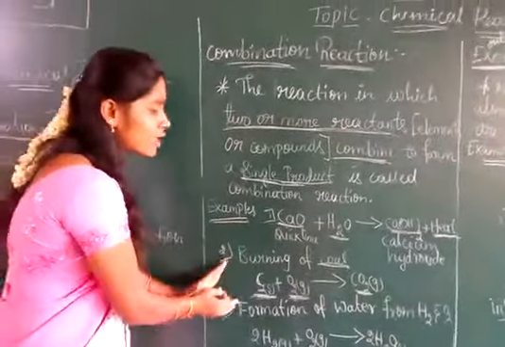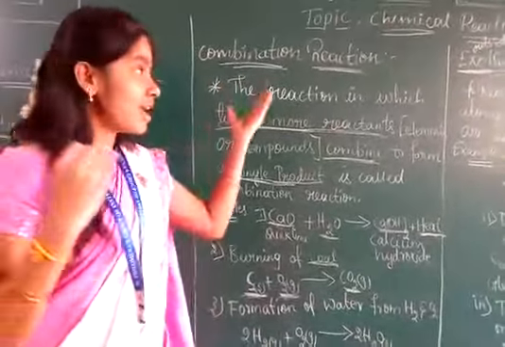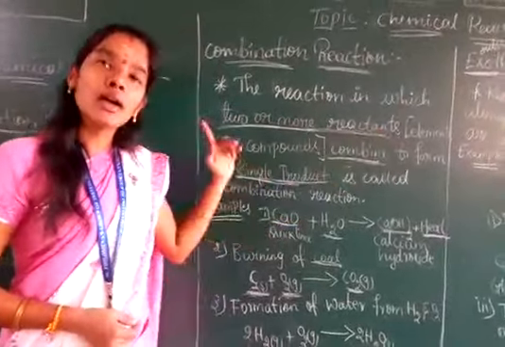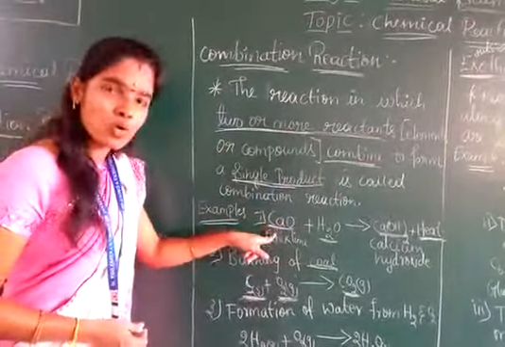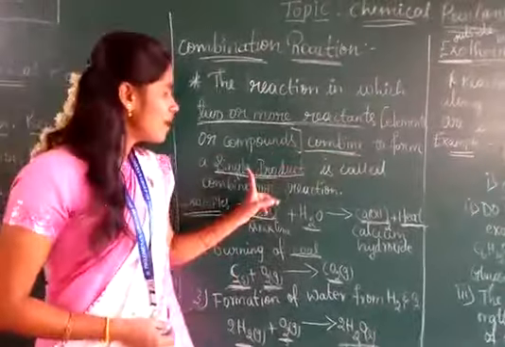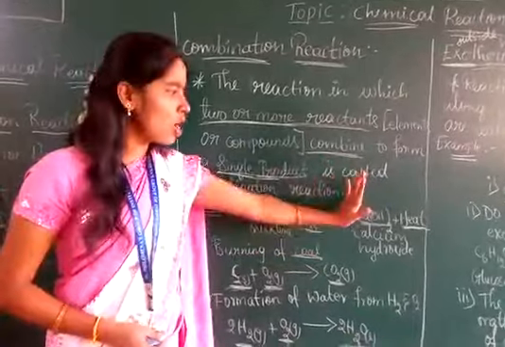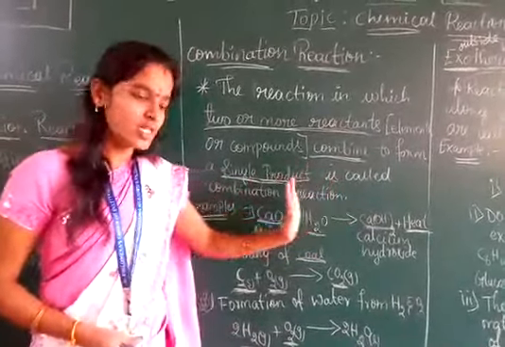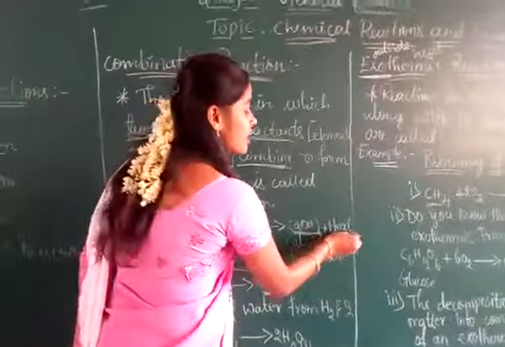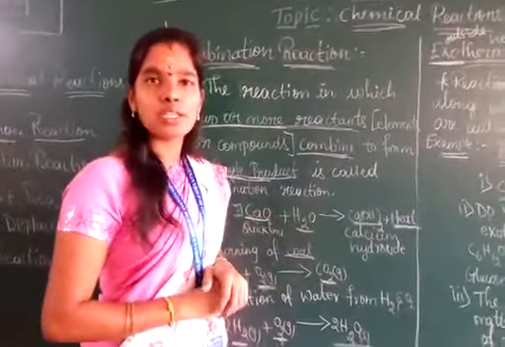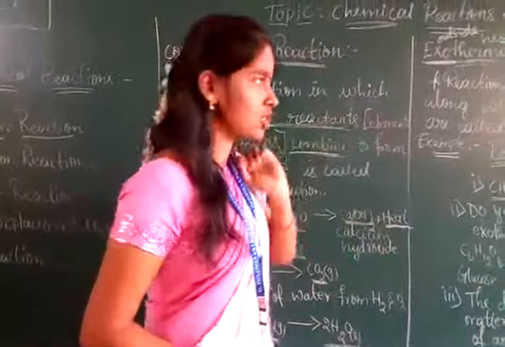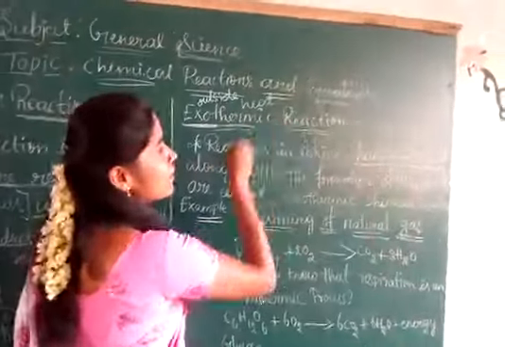So once again I will repeat, combination reaction is nothing but the reaction in which two or more reactants, either elements or compounds, see, this is nothing but compound, this is elements, either elements or compounds combine to form a single product is called combination reactions. I explained examples also. So here I said if heat is released during chemical reaction, what type of reaction is it? It is exothermic reaction.